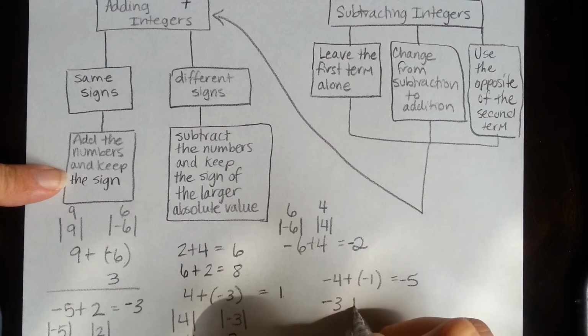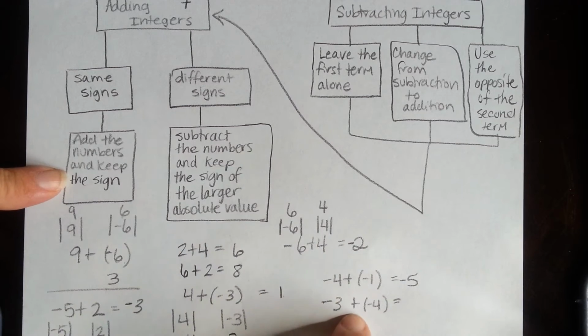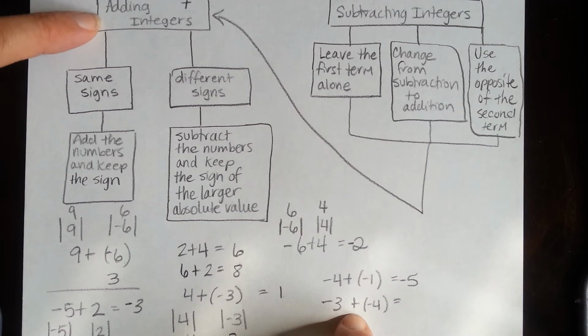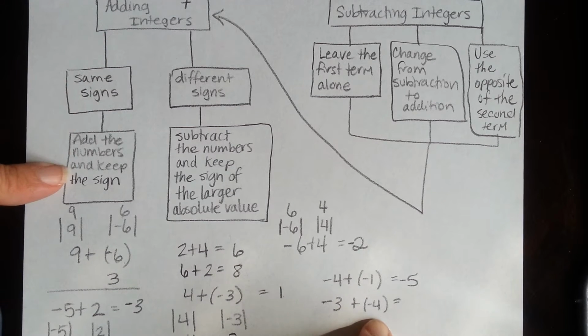Negative 3 plus negative 4. Once again, the operation is addition. We have a negative 3 and a negative 4. That means they have the same sign. So we're going to add the numbers and keep the sign. So 3 and 4 would give us 7. The sign for both of them is negative, so if we're keeping that, we have a negative 7 as an answer.